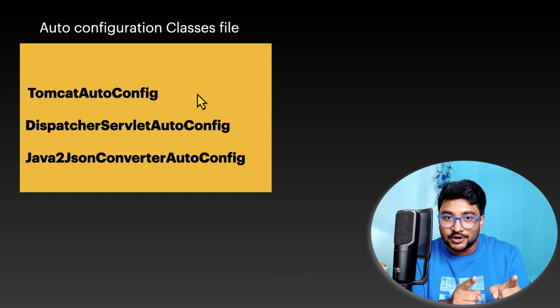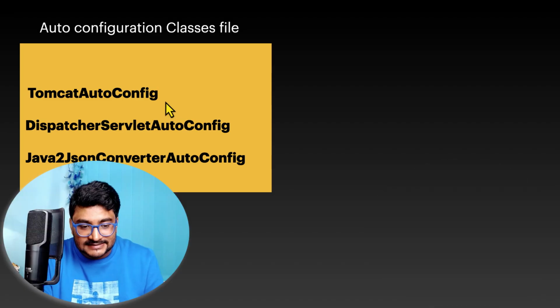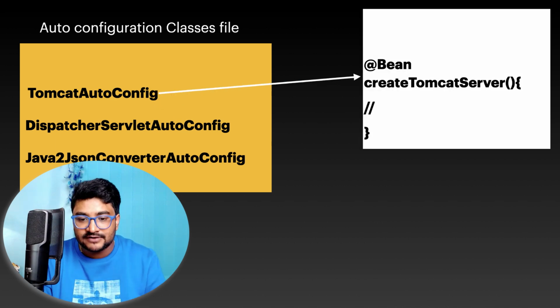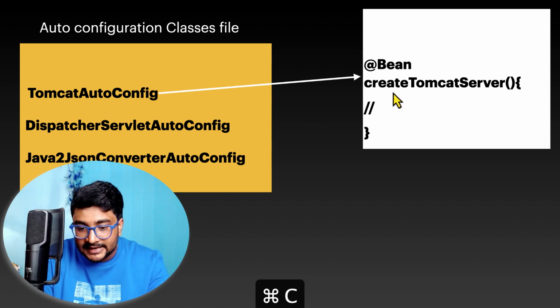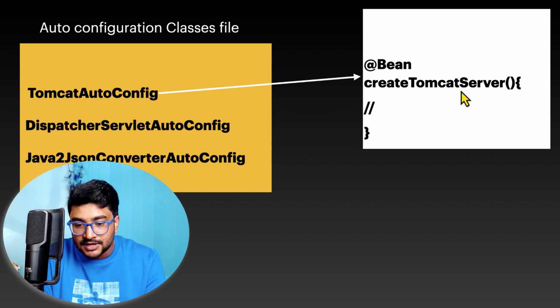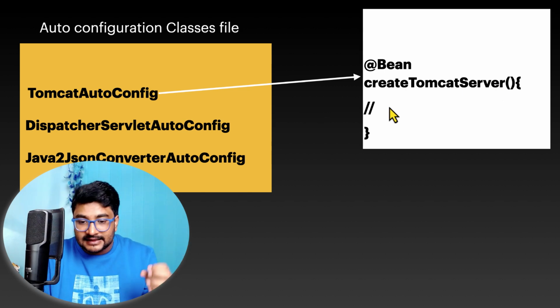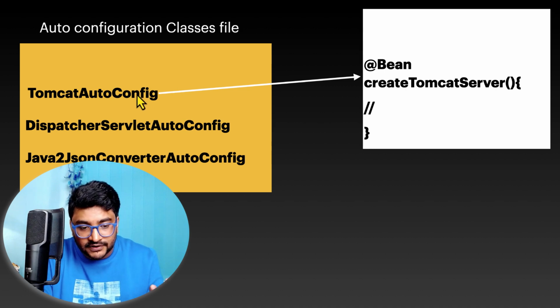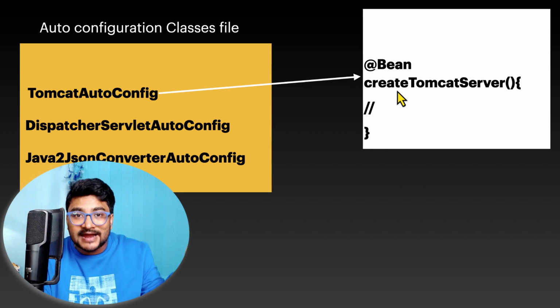Okay, I already told you what is that file name. Inside these classes, for an example, inside the Tomcat auto configuration class, this is a Java class where we have a bean getting created. For an example, we have a bean called create a Tomcat server. So Spring Boot developer has already written some code inside it. Once this auto configuration class is activated, this bean will be automatically created for me.